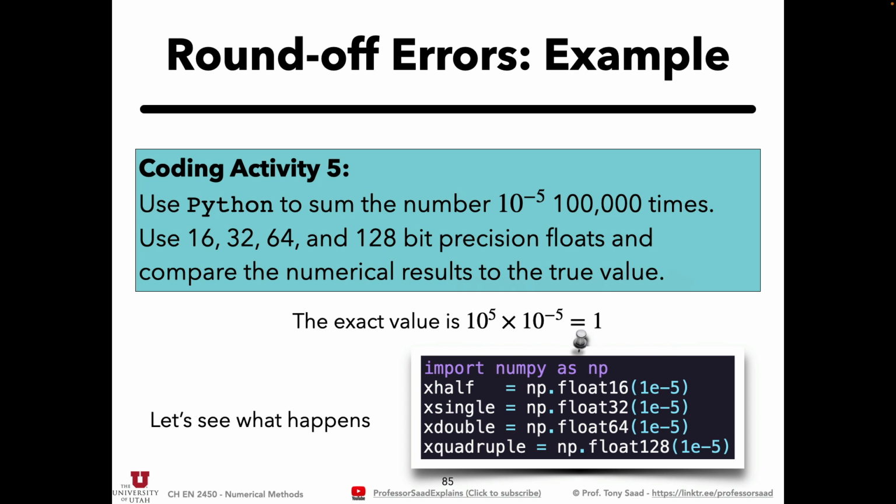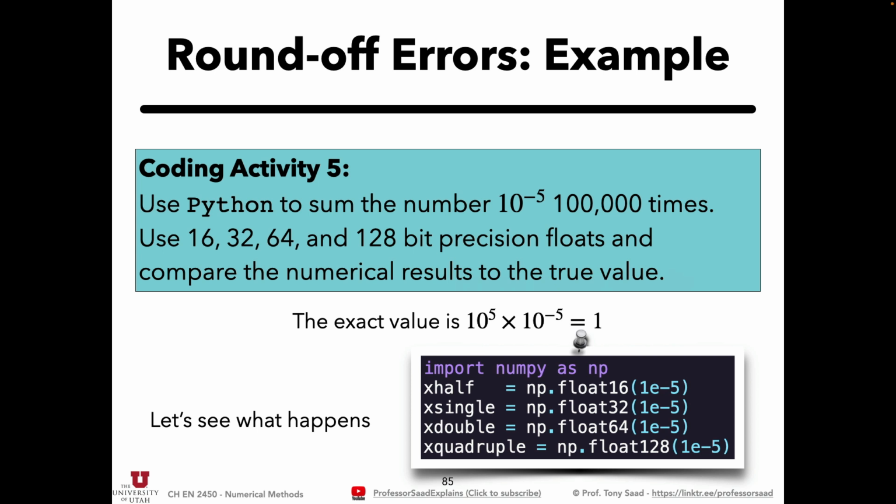Now we're going to do this addition using 16, 32, 64, and 128-bit precision floats in Python, and we're going to compare the results of each one of those. We're never going to be using this in practice, but this is just for illustration purposes to show you how different precisions in numbers can result in different answers.